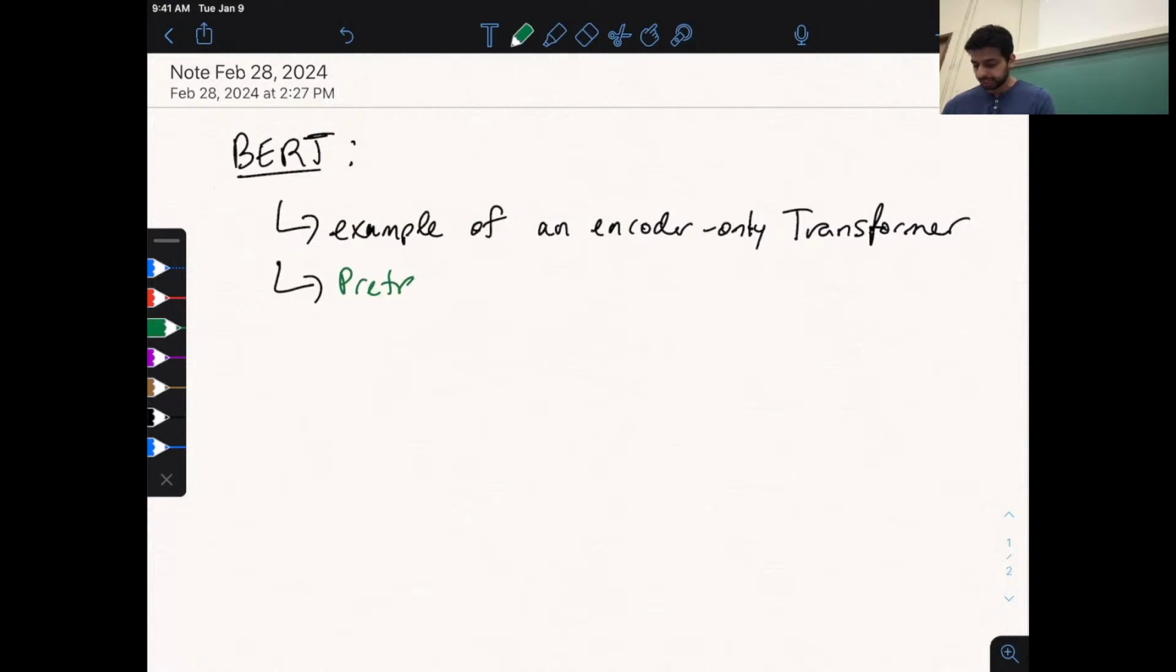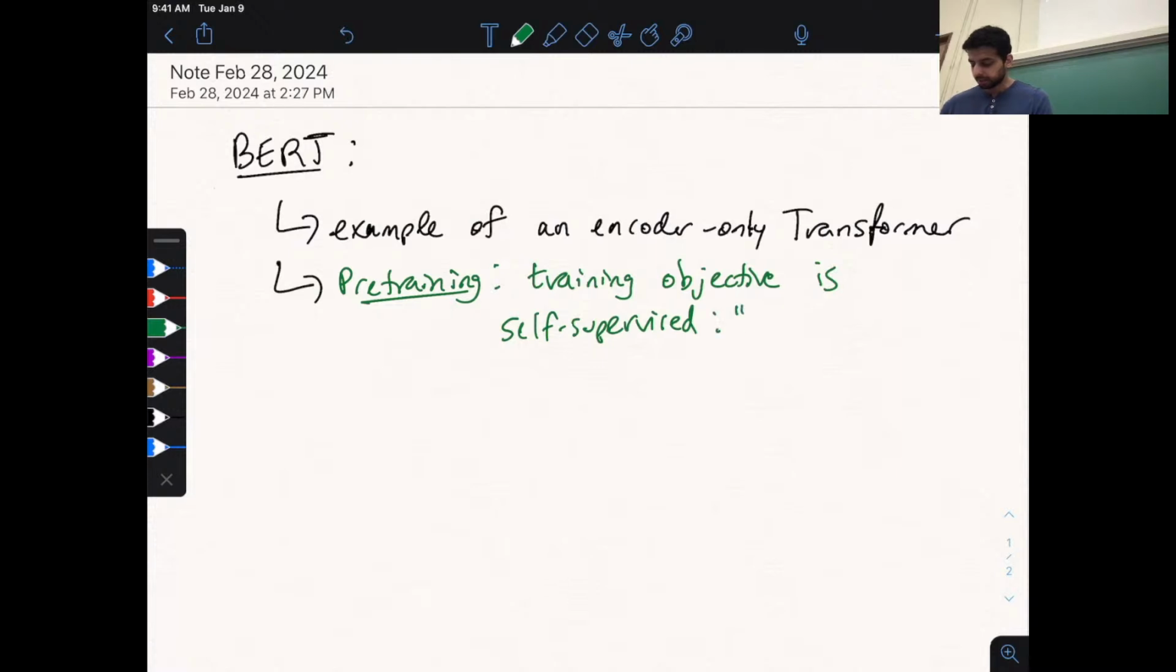So in pre-training, the training objective is self-supervised, and we discussed the masked language modeling objective for pre-training. So why is this a self-supervised objective? Can someone tell me?